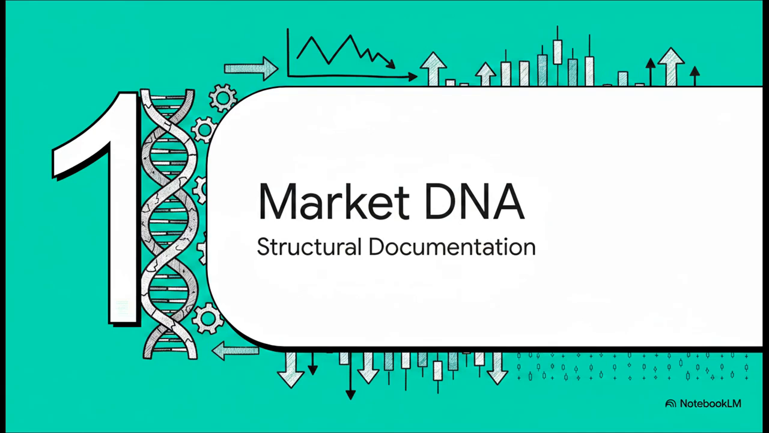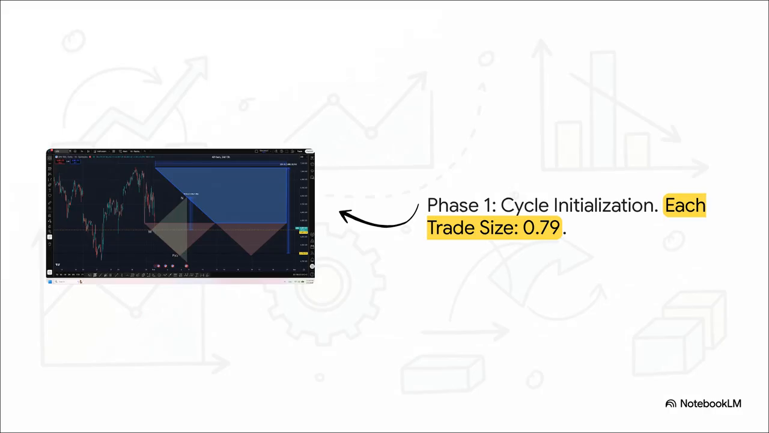This is a look into a methodology known as market DNA. It's a system designed for the structural documentation of market behavior. We'll be reviewing the record of one such structural observation. So everything starts here, with phase 1.